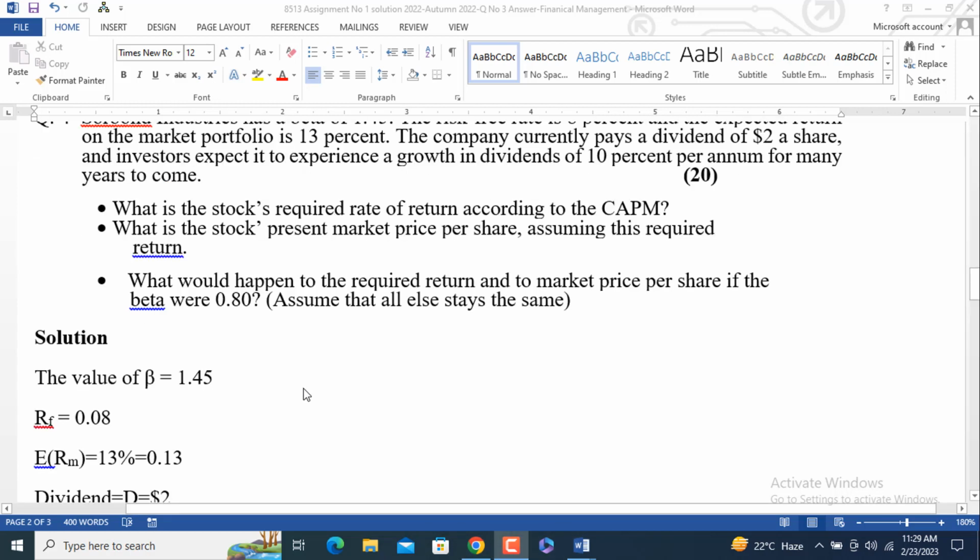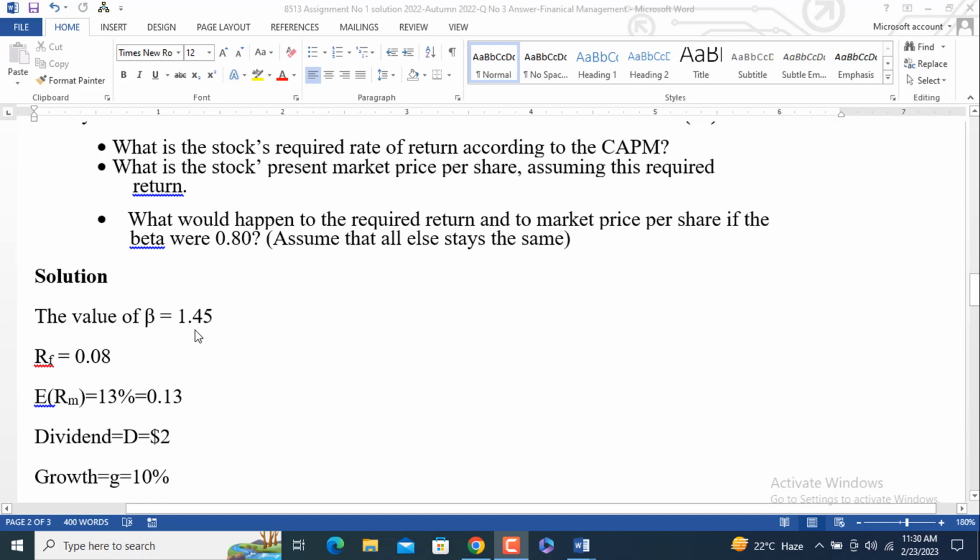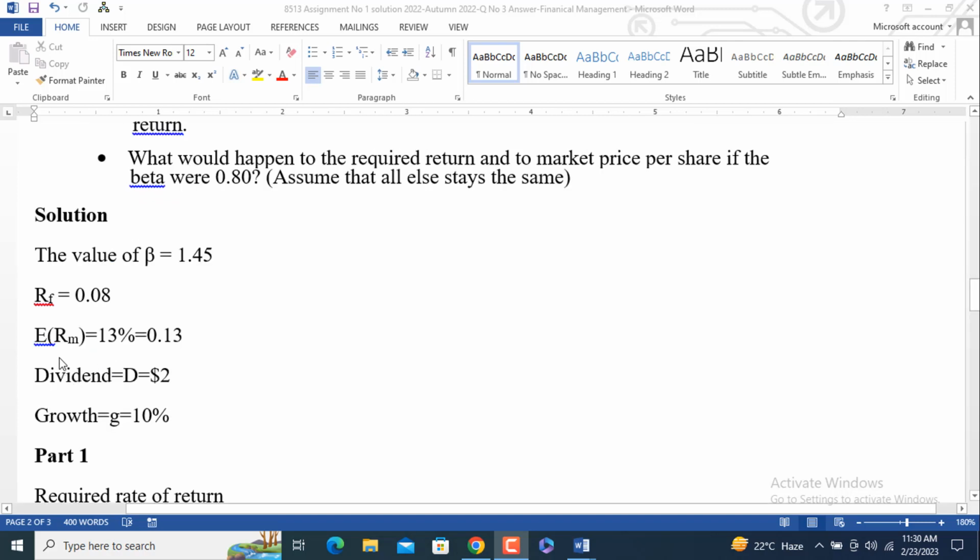So part 1: here the value of beta is equal to 1.45. Risk-free rate, denoted by RF, is equal to 0.08 and expected rate of return on market portfolio is equal to 13%, 0.13. Dividend is equal to $2. The information given in the statement: growth, denoted by G, is equal to 10%.